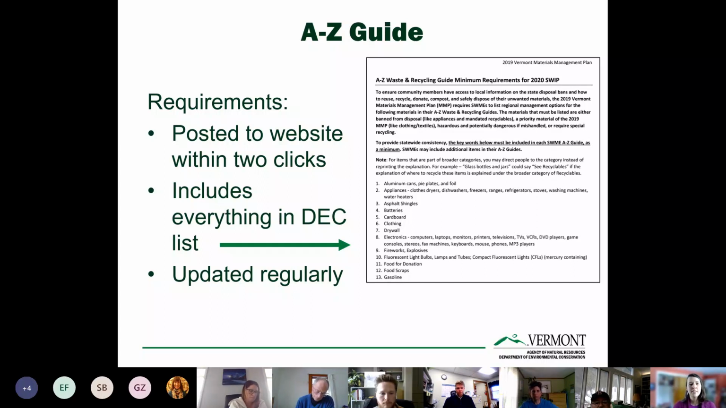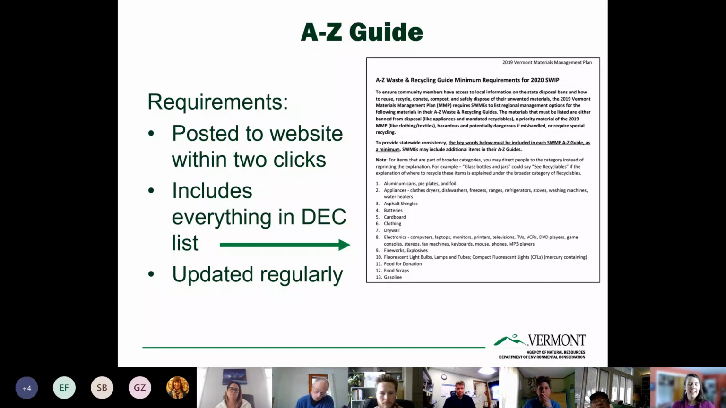This is just a little snip of our list of minimum requirements. It's posted on our planning page. Again, most likely you've already made sure your A to Z guide is up to date. There's more than 13 requirements. Like I said, this is just a partial snip of the guide.